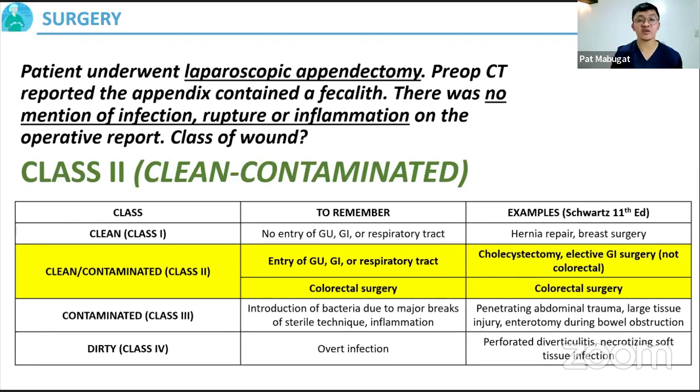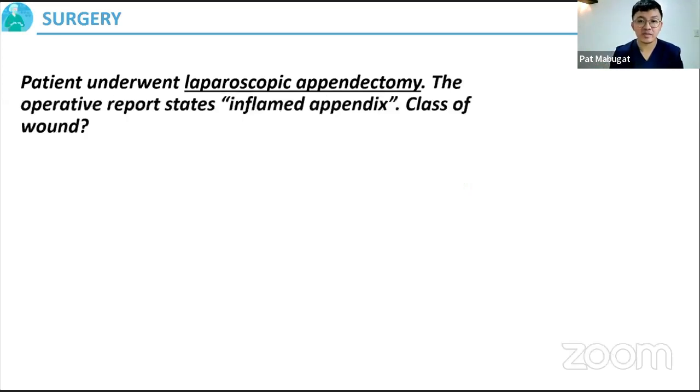For dirty, there's overt infection. There's pus, there's abscess, there's necrosis, or necrotizing infections. That's dirty. So for this patient, AP was done. You enter the viscus. It's not inflamed. It's not purulent. There's no necrosis. There's no abscess. You remove it. That's clean contaminated. It's class 2.